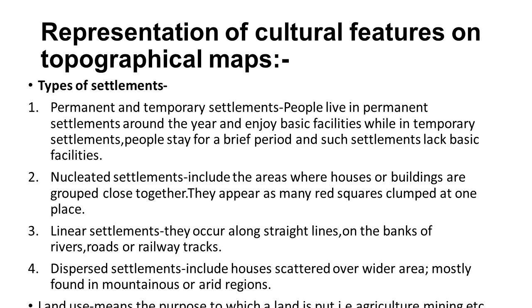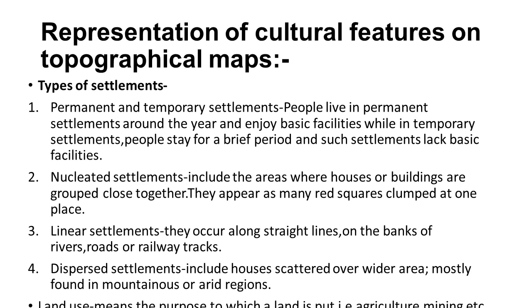Next are the nucleated settlements. These include the areas where houses or buildings are grouped close together. They appear as many red squares clumped at one place when seen from above. Linear settlements are the settlements which occur along straight lines on the banks of rivers, or they can be in the periphery of roads or railway tracks. Next are the dispersed settlements. Dispersed settlements include houses scattered over a wider area, mostly found in mountainous or arid regions.